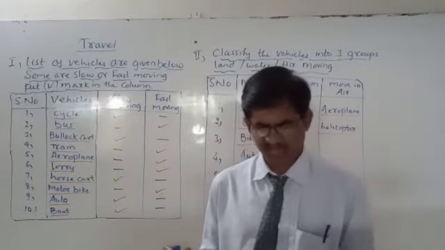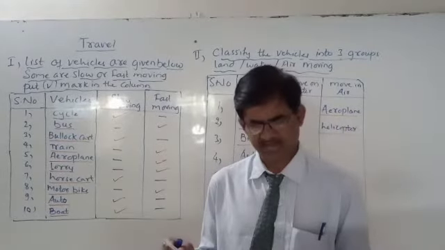Now page number 107. So different vehicles are given here: lorry, bus and train.